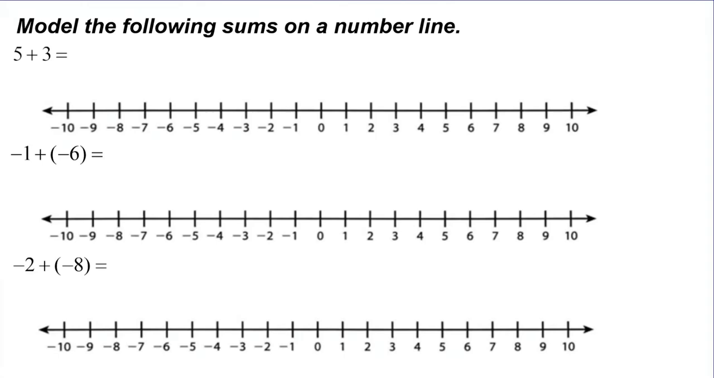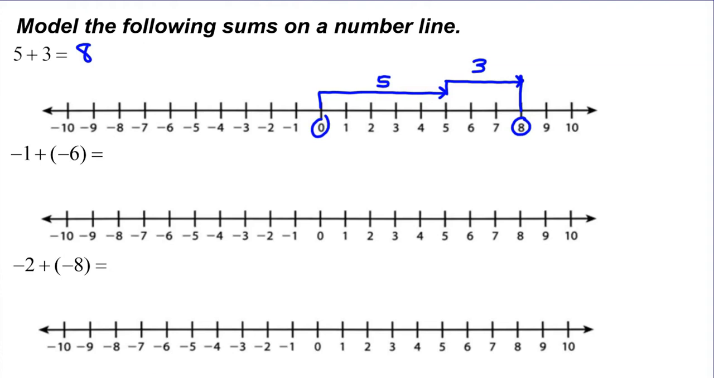So again, I'm starting with a pretty basic example here of 5 plus 3. So if I start at 0 and I move 5 in the positive direction, that gives me my 5. And then I'm adding 3 more positive to that. So I'm moving in the positive direction 3 more. And that puts me at an endpoint of 8. So that's modeling 5 plus 3 on the number line. So 5 plus 3 is 8.